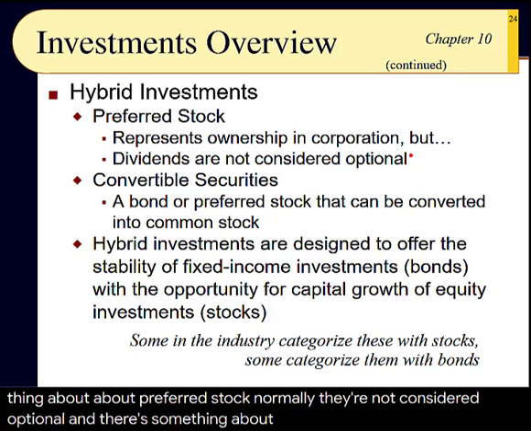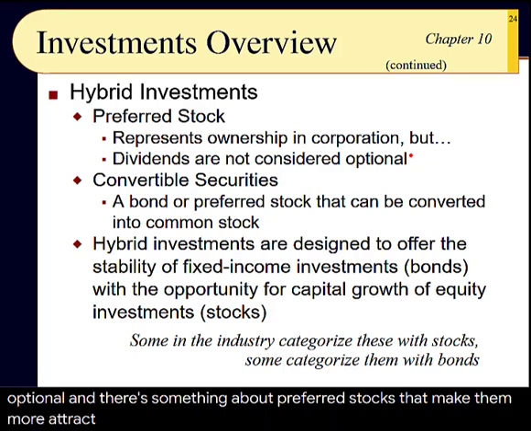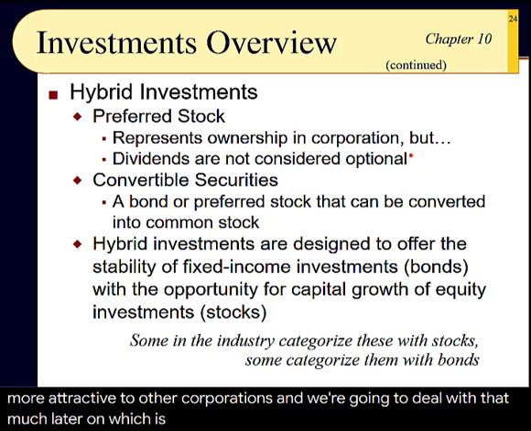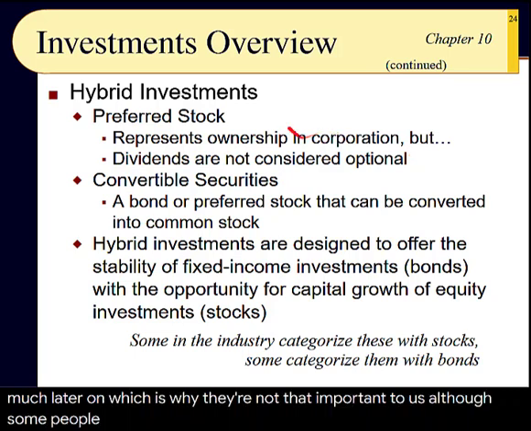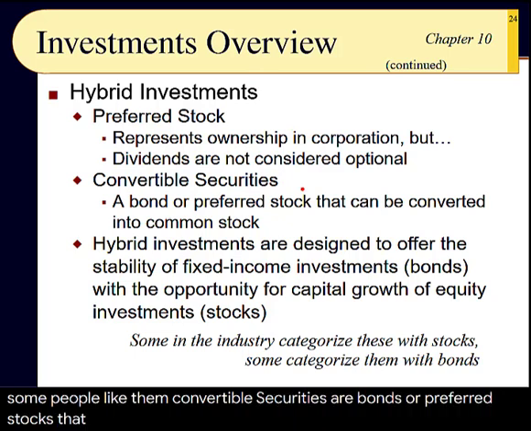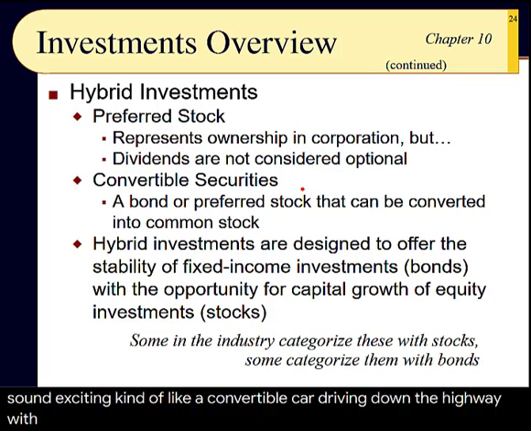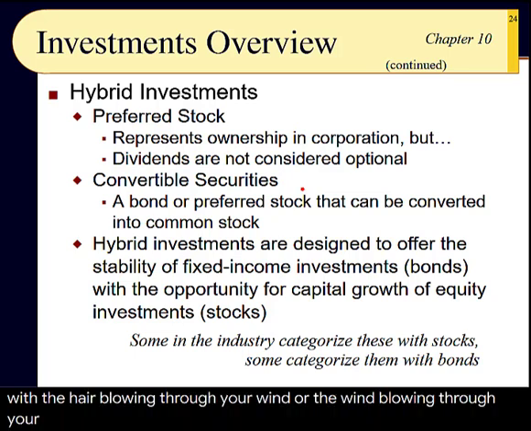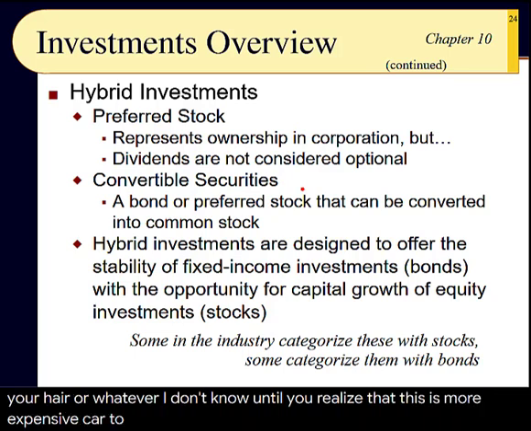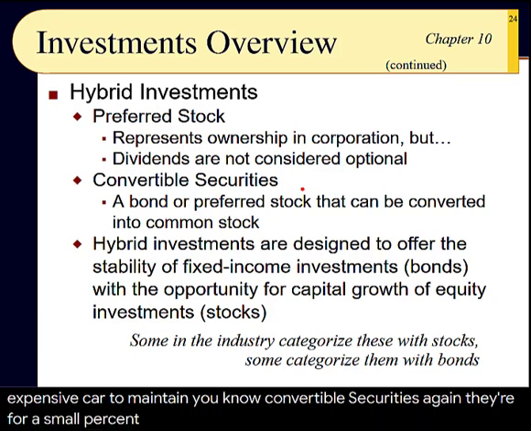And there's something about preferred stocks that makes them more attractive to other corporations. We're going to deal with that much later on, which is why they're not that important to us, although some people like them. Convertible securities are bonds or preferred stocks that can be converted into common stocks. And doesn't that sound exciting? Kind of like a convertible car driving down the highway with the wind blowing through your hair or whatever, I don't know, until you realize that this is a more expensive car to maintain. Convertible securities, again, are for a small percentage of the population.